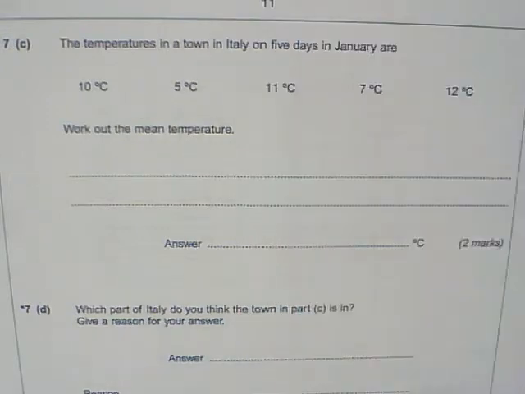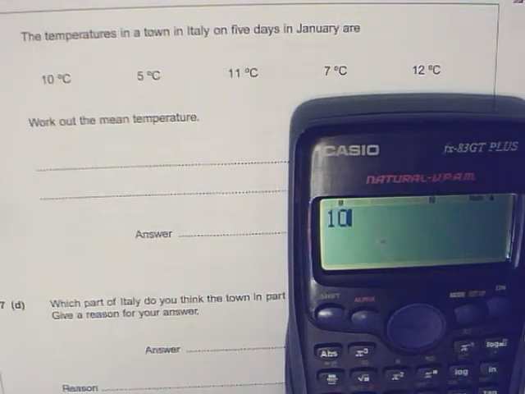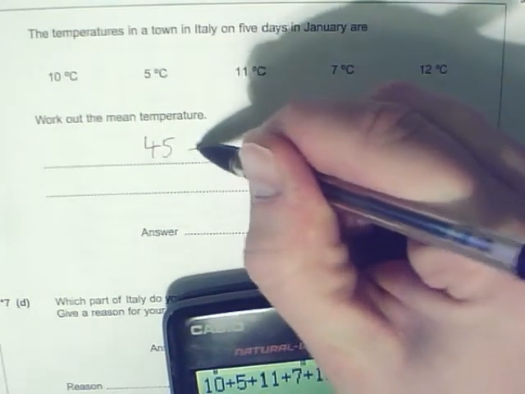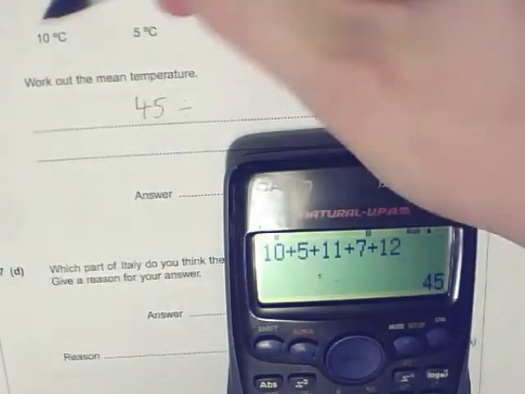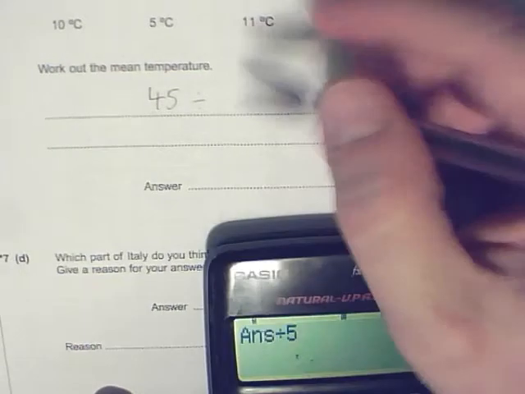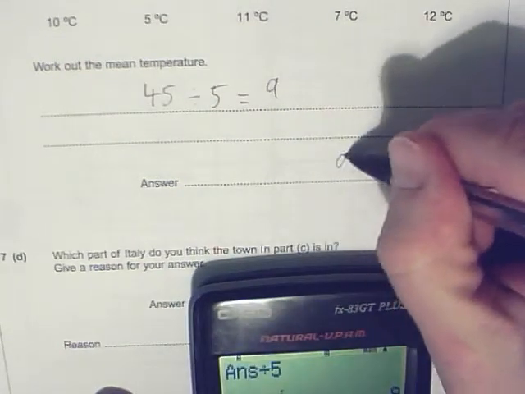So I'm going to add these. I can use my calculator because it is a calculator paper. So 10 plus 5 plus 11 plus 7 plus 12 equals 45. So I've got 45, and I'm going to divide that by how many numbers I've got there: 1, 2, 3, 4, 5. I've got 5 numbers, so divide by 5 gives me 9. That's it. 2 marks. Working out a mean.